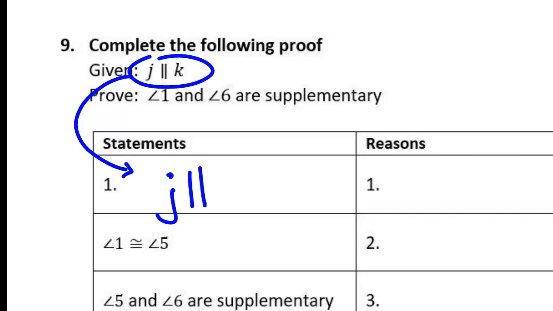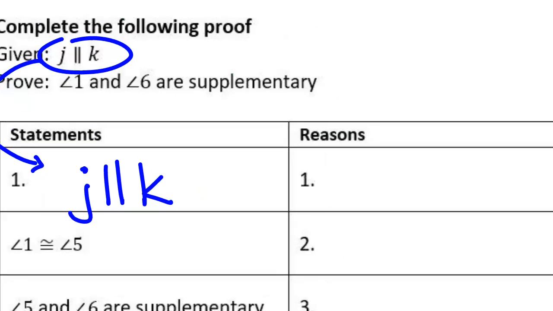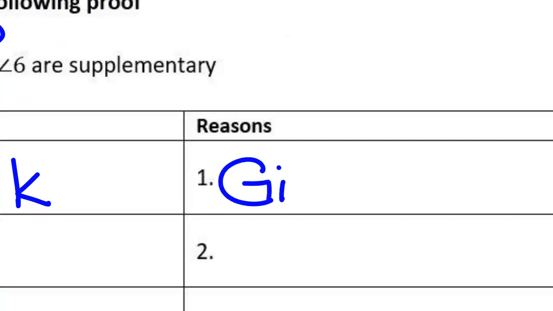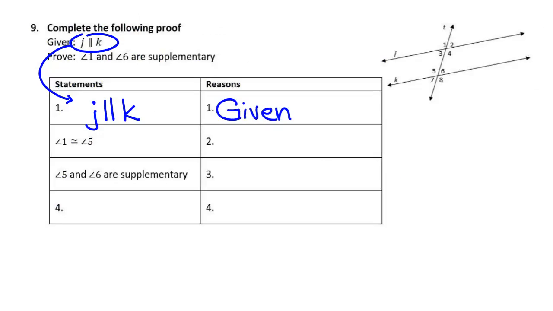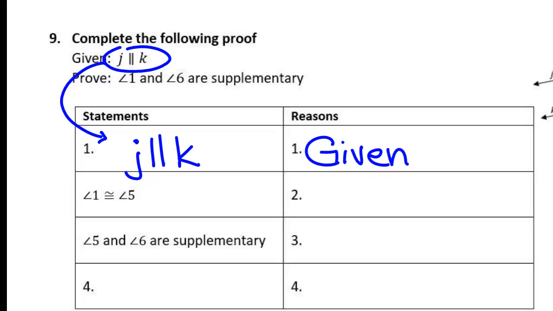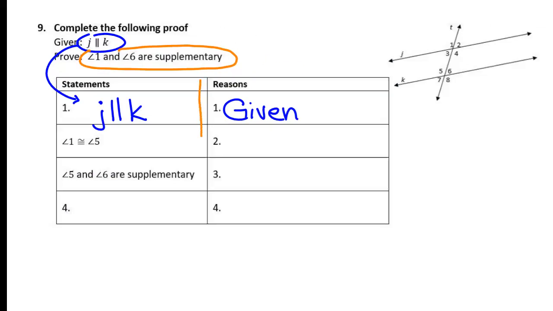So line J is parallel to line K because that was given. It gives me the next two statements, and it only has room for one final statement. What goes down here? Angle 1 and angle 6 are supplementary.